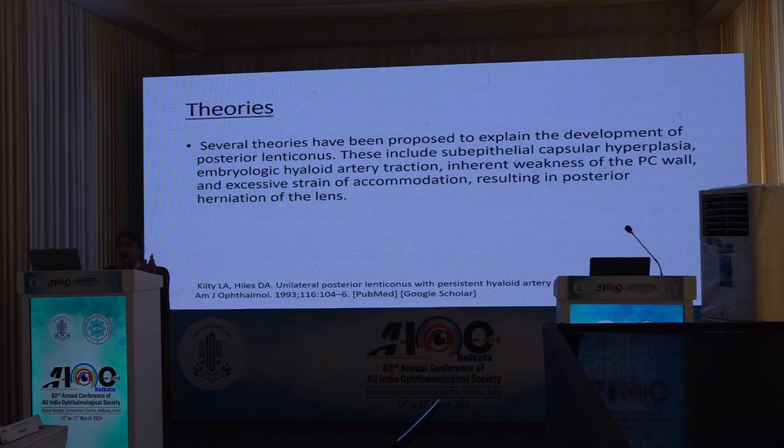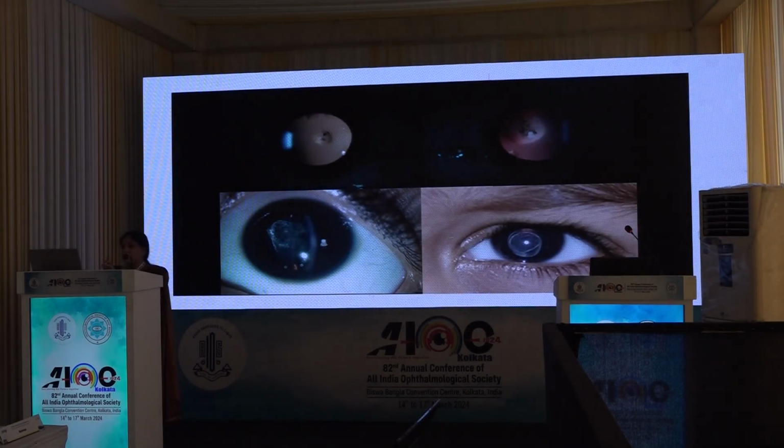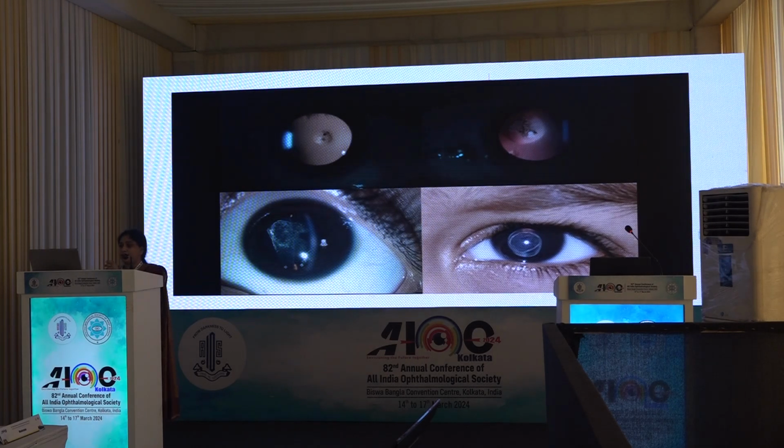Several theories have been proposed for the development of posterior lenticonus, which may include subepithelial capsular hyperplasia, embryologic hyaloidal traction, and inherent weakness of the PC wall. So basically, the main surgical issue is the weakening of the posterior capsule. This is what we have to deal with. A case of lenticonus may present either as a plain lenticonus, or there is a cataract formation in the posterior capsule, or a lamellar formation, or there can be a complete cataract.